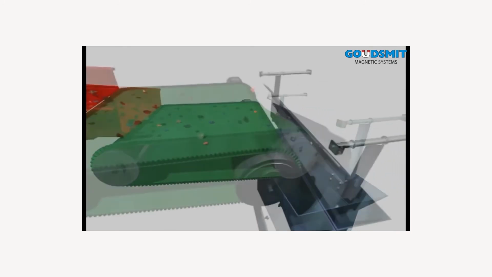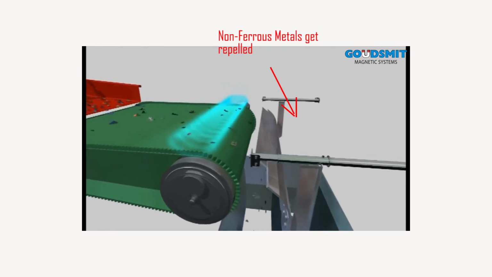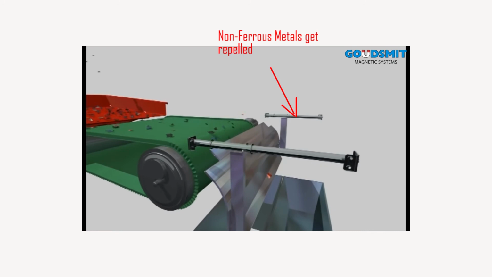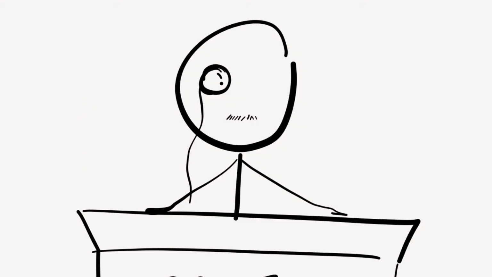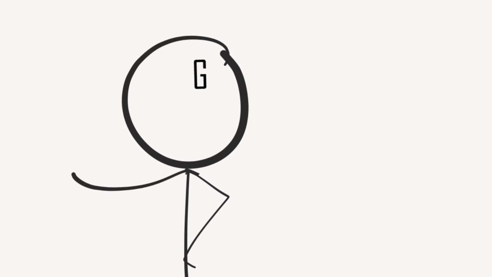This opposing force thus causes the conductive material, in this case the non-ferrous metal, to become magnetized itself and get ejected further from the conveyor belt, lengthening its trajectory. This enables us to separate a huge number of non-ferrous metals and their alloys such as aluminium, copper, and brass. This process keeps on repeating itself until the separation of the metals is clear.